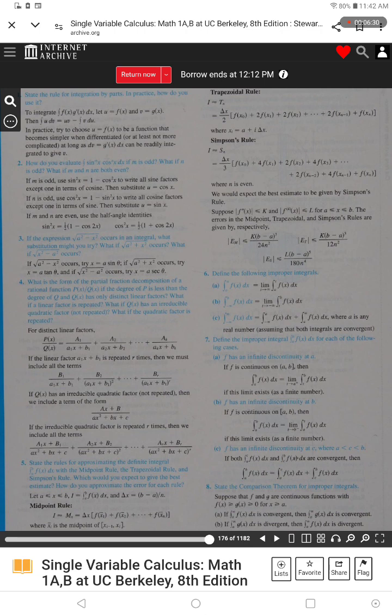And the integral from negative infinity to infinity of f of x dx equals the integral from negative infinity to a of f of x dx plus the integral from a to infinity of f of x dx, where a is any real number, assuming that both integrals are convergent.